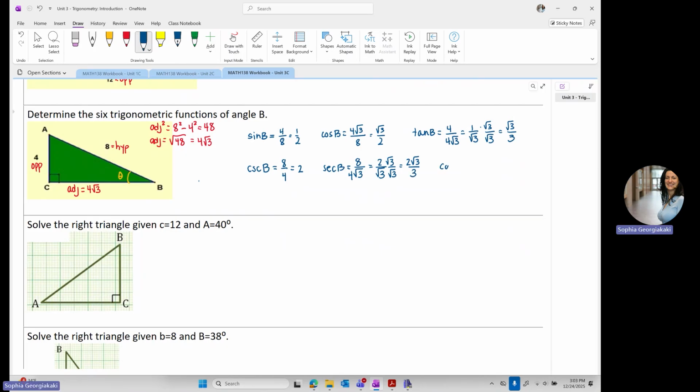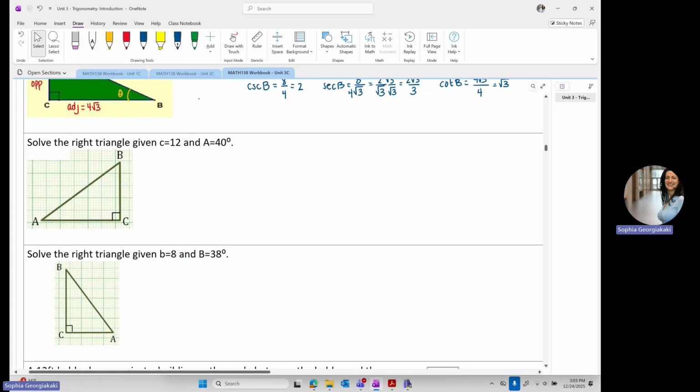And the cotangent of B is the adjacent over the opposite, which I can simplify to square root of 3. Here is an example of a question that asks us to solve a right triangle. Solving the right triangle means to find the angles at A, B, and C, and to find the little sides a, b, and c.